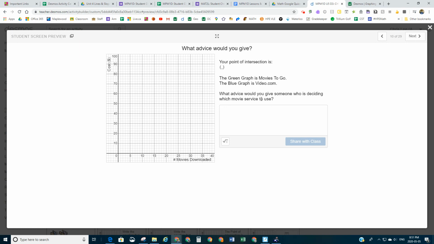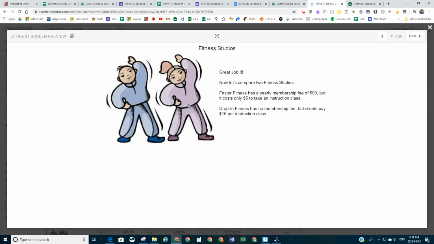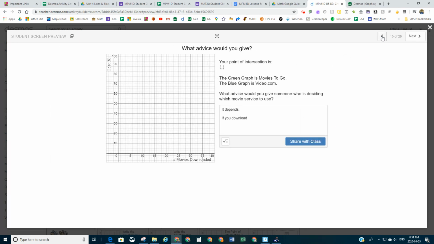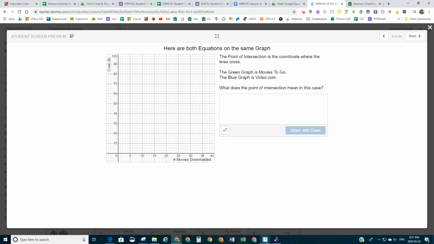And then, what advice? So you're going to start off here. All of your advice was, it depends. And underneath, if you download however many movies, pick this company. If you download more than however many movies, pick that company. But you're going to start off with it depends. Okay? And then you can go off, and there are different scenarios in this whole activity. Okay? So that's where you're going to go from here.